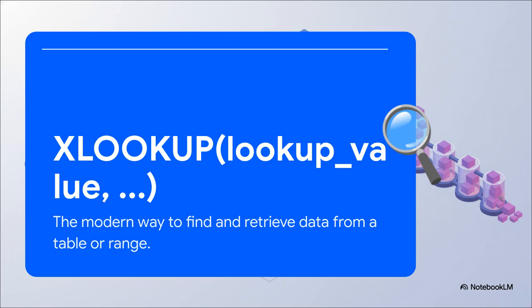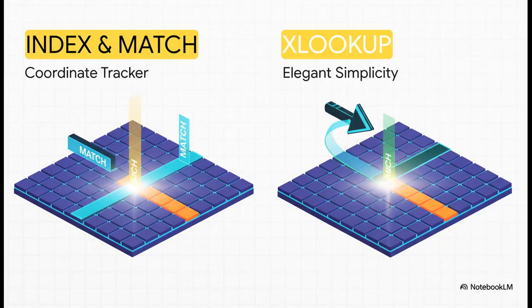It's that simple. What you're looking for, where to look for it, and what you want back. No more counting columns, no more worrying about breaking your formulas. It's a game changer. Now, before XLOOKUP came along, the real pros use a powerful combination called INDEX and MATCH.